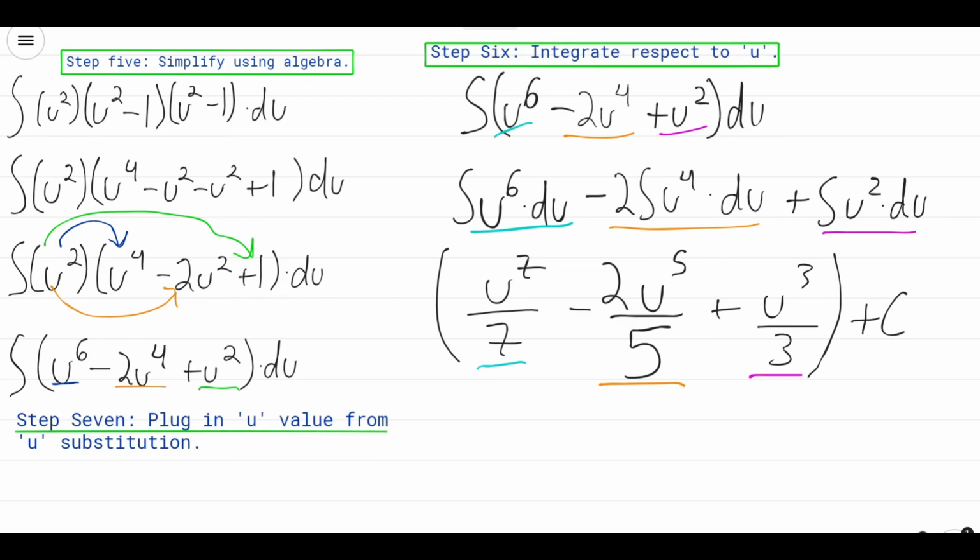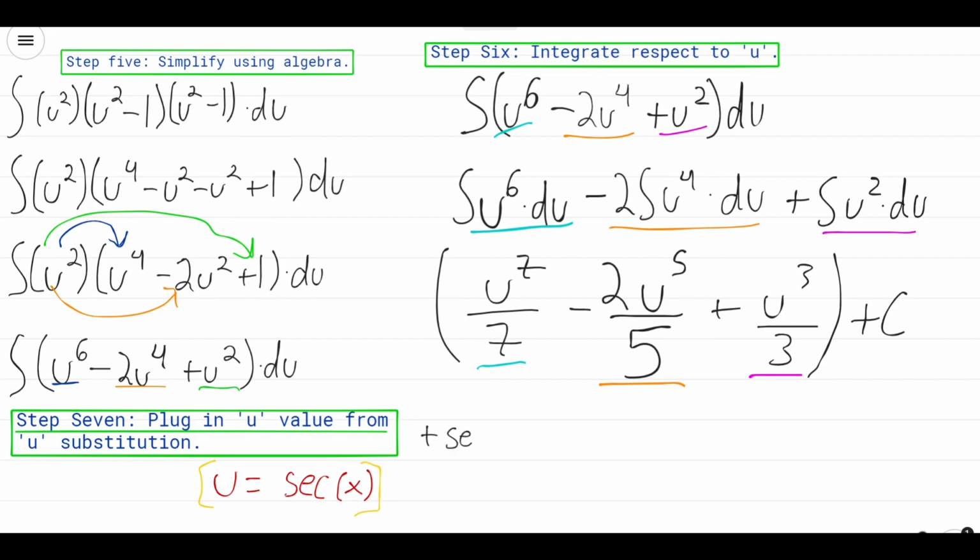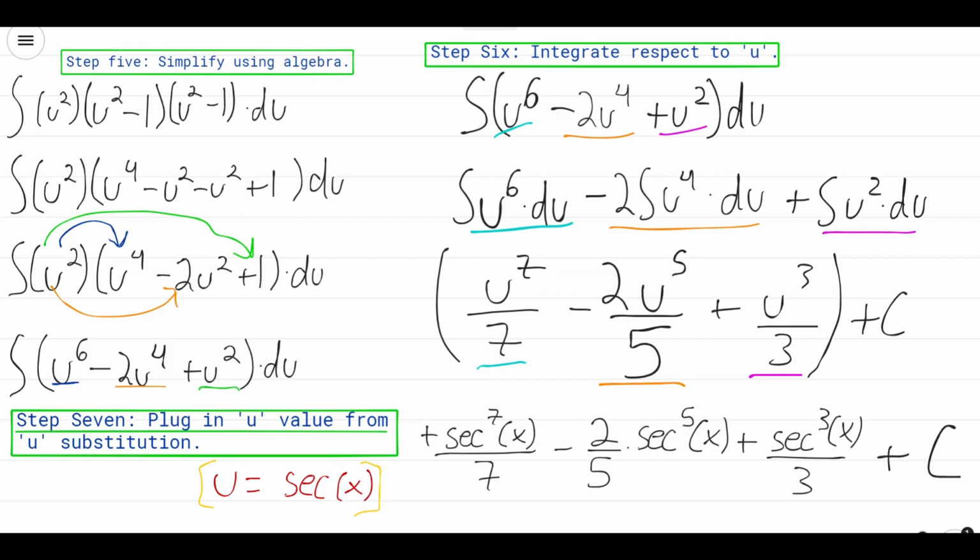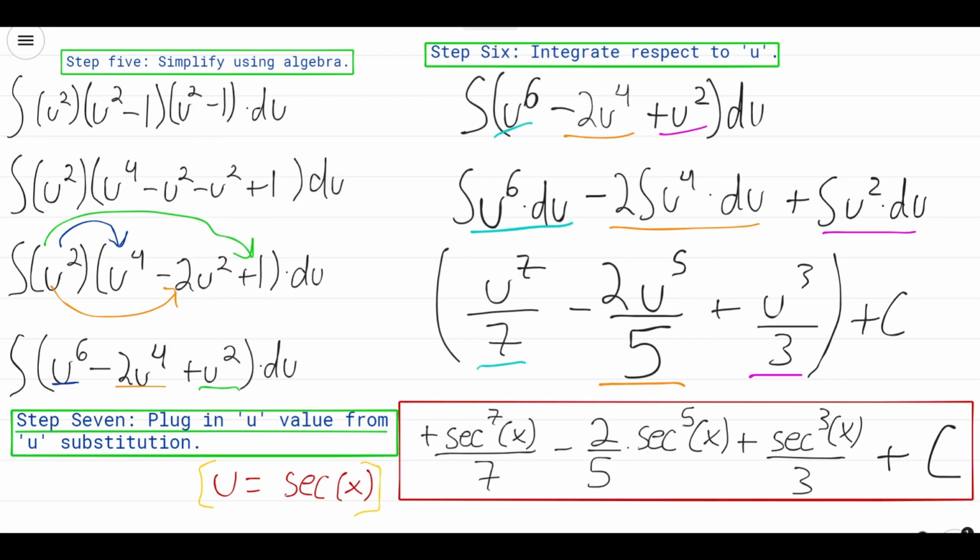Now I'm going to plug in u from the u substitution. Keep in mind that u from the u substitution was secant x. So our answer comes out to be secant to the 7th power x over 7 minus 2 over 5 secant to the 5th power x plus secant cubed x over 3 plus c. And that's the answer.